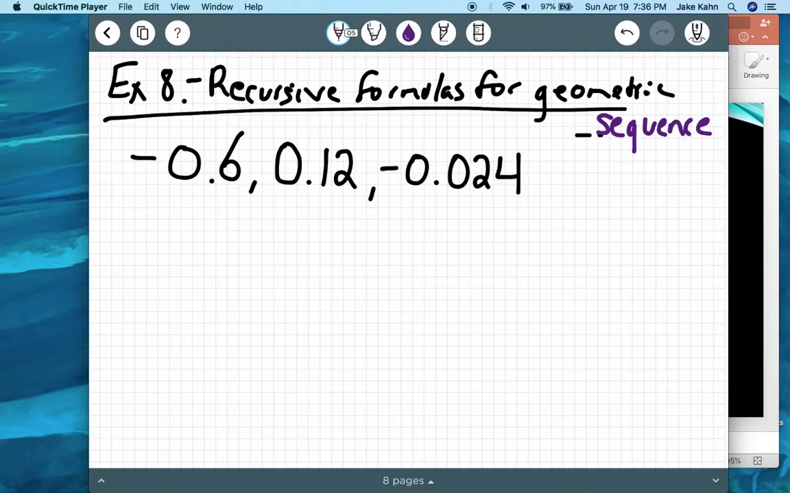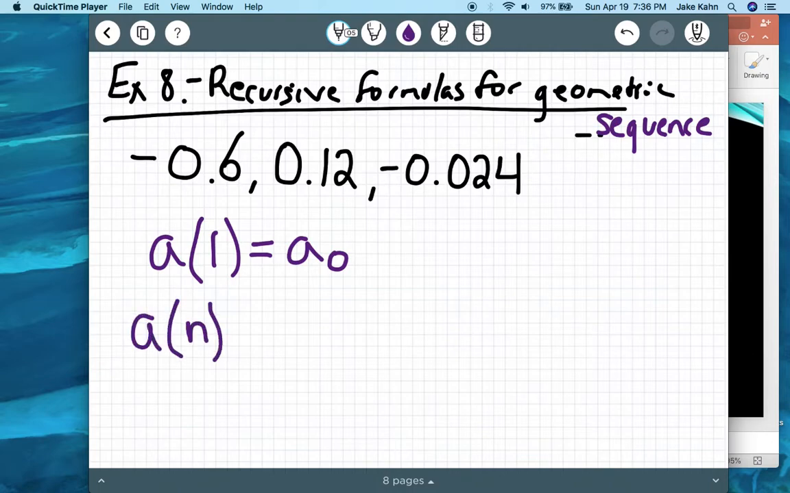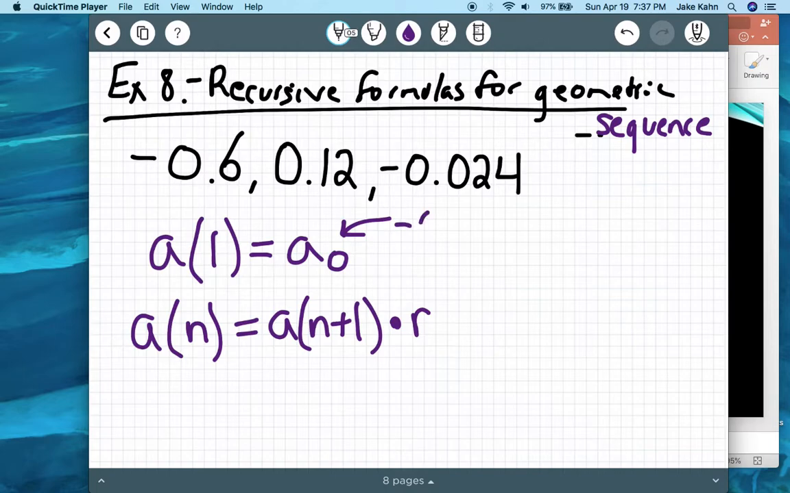So with this problem, we should start off with the general form for recursive sequences. The general form states a of 1 is equal to a sub naught. And then our second equation in the general form is a of n is equal to a of n plus 1 times r, our common ratio. What is a sub naught equal to? That's just our first term, right? So a sub naught is equal to -0.6, easy enough.